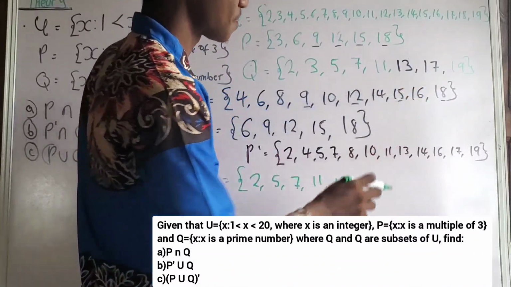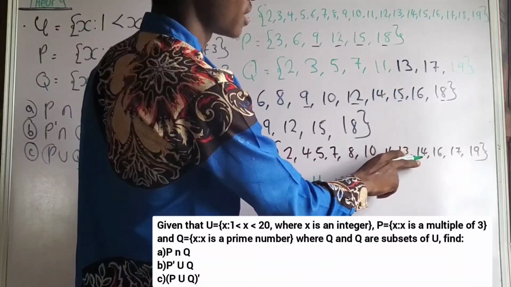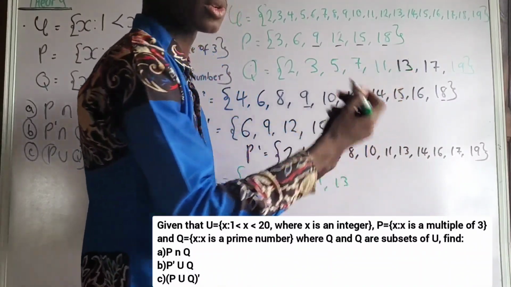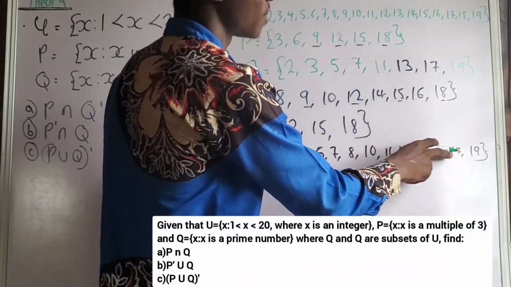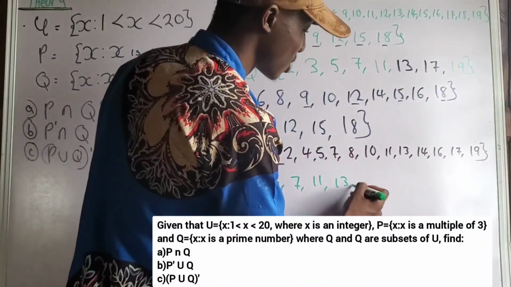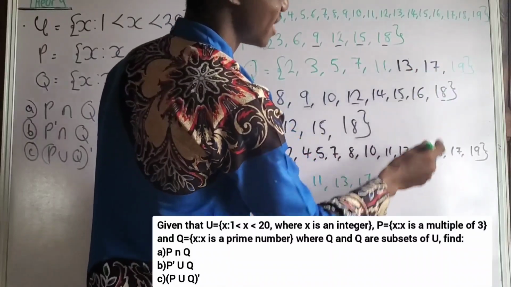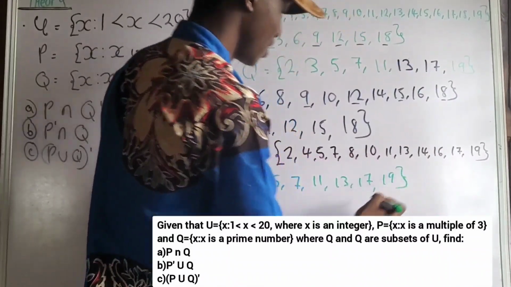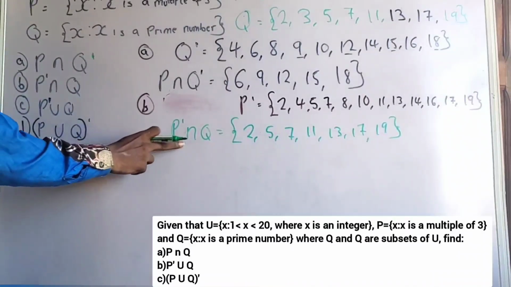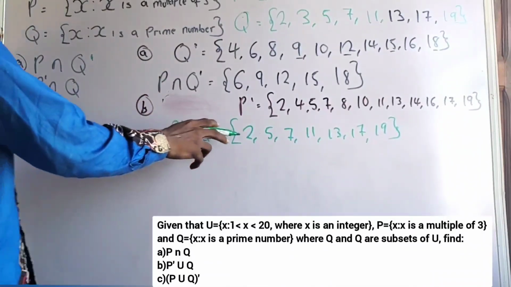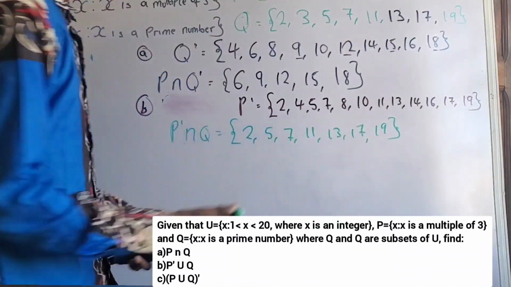What of 17? 17 is present here, is not present here, so I'm not going to include it. 14 is present here, is not present here. I'm not going to include it. Okay. What of 16? 16 is not common. 17, oh, 17 is common. So let us put it 17. Okay. What of 19? 19 is also common. So P complement intersection Q are 2, 5, 7, 11, 13, 17, and 19.